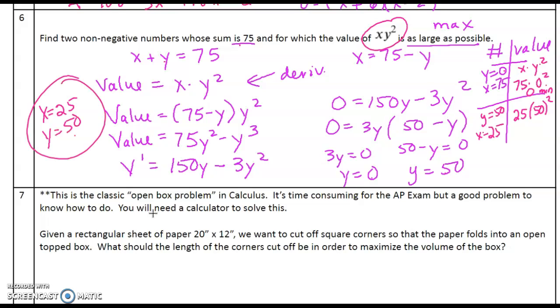But what would we get? 2,500 times 25. I know 25 times 25 is 625 with 2 zeros. Okay, so I would have a minimum value and a maximum value. So don't always discard 0. It really depends on the scenario.